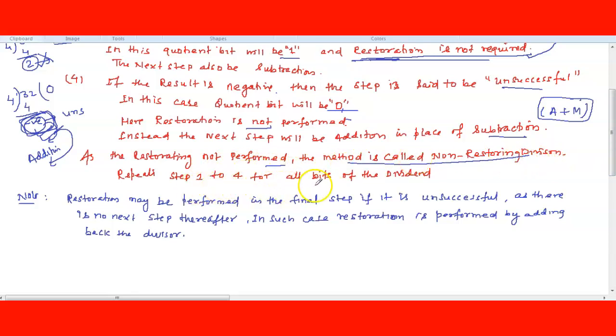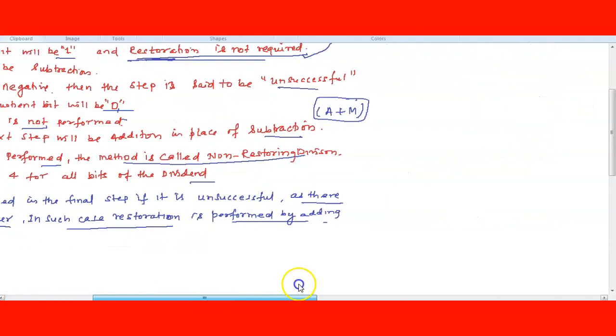Repeat all the steps 1 to 4 for all the bits of the dividend. I have written the notes here also. Restoration may be performed in the final step if it is unsuccessful, meaning you got a negative number there and there are no steps thereafter because this is the last step. In such cases, you have to perform the restoration by adding back the divisor. We'll see the example.